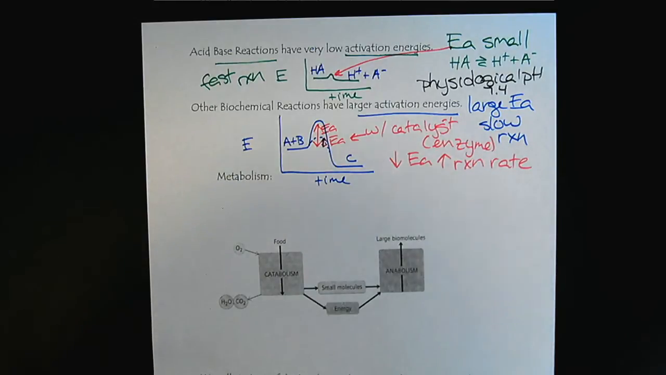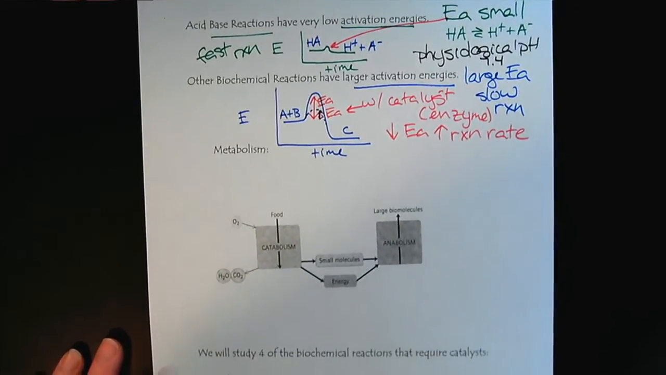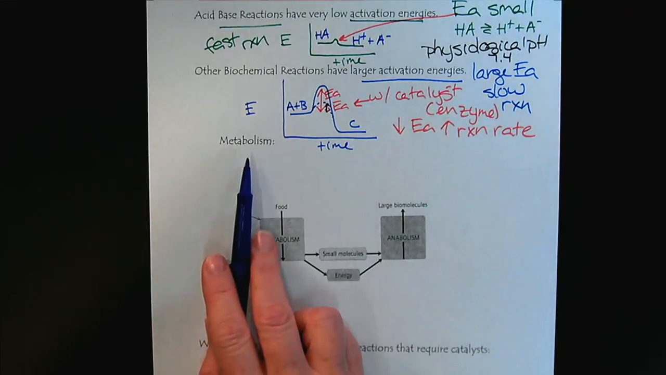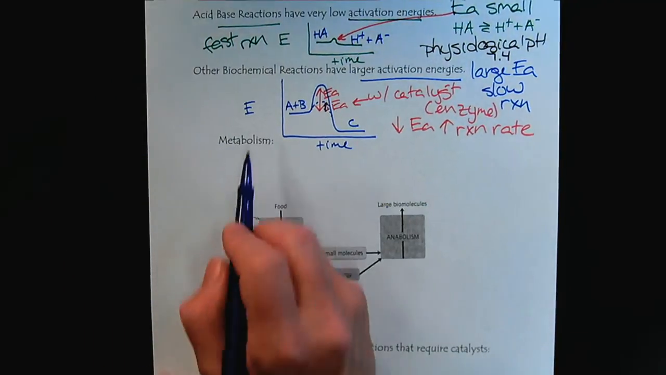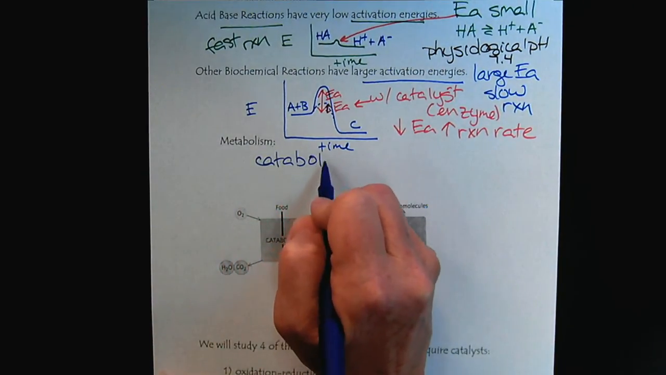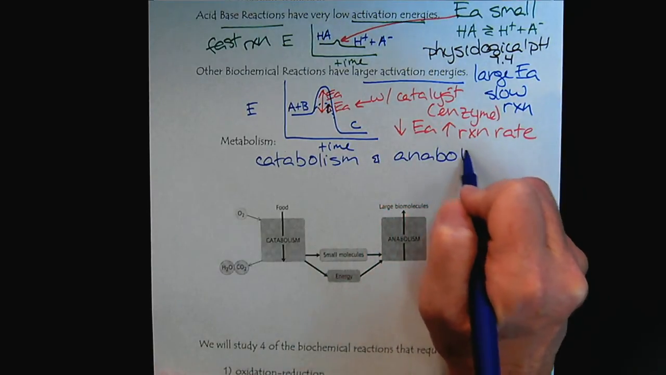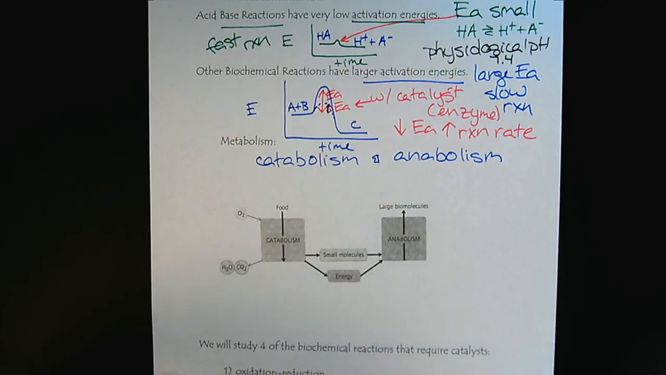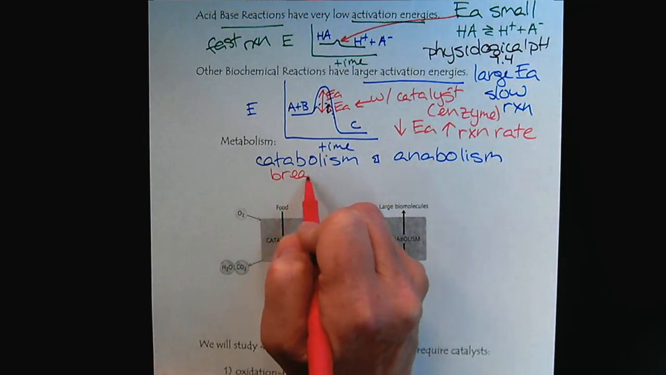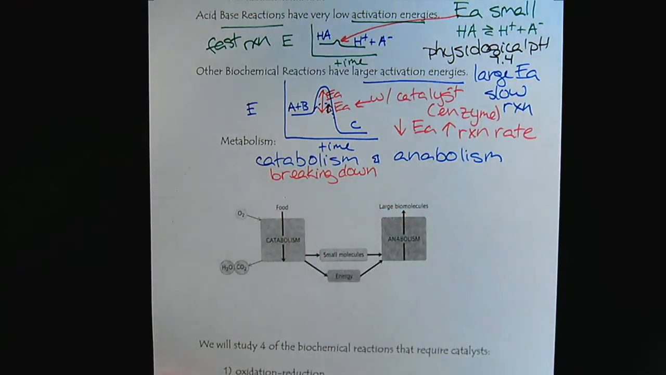Now, as we transition to biochemical reactions, let's keep focused on our target. So our target is to understand metabolism. Understand that metabolism is a combination of catabolism and anabolism. And to keep these straight, catabolism is the breaking down of molecules, and anabolism is the building.